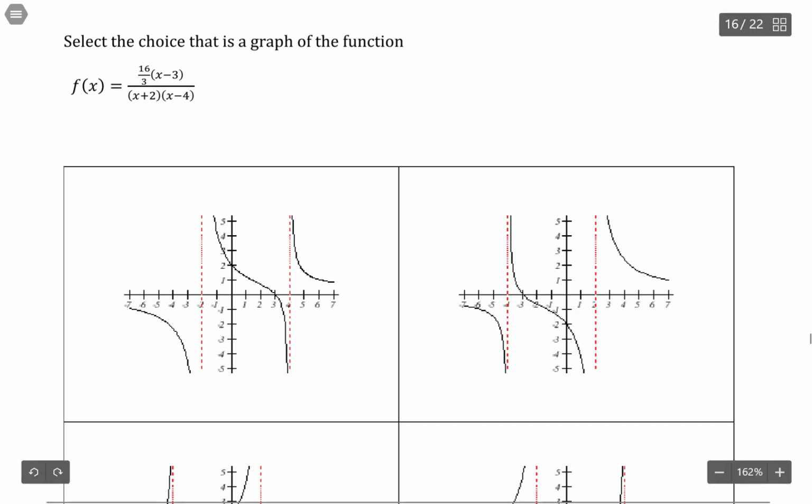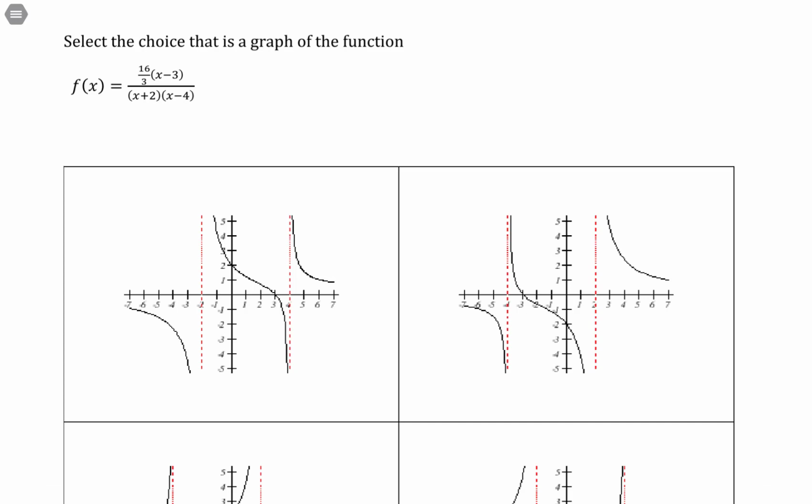Select the choice that is a graph of the function shown below. Alright, so to get the right choice of graph, what we need to do is identify different aspects here. The most important aspects of a rational are x-intercepts, y-intercepts, vertical asymptotes, and horizontal asymptotes.